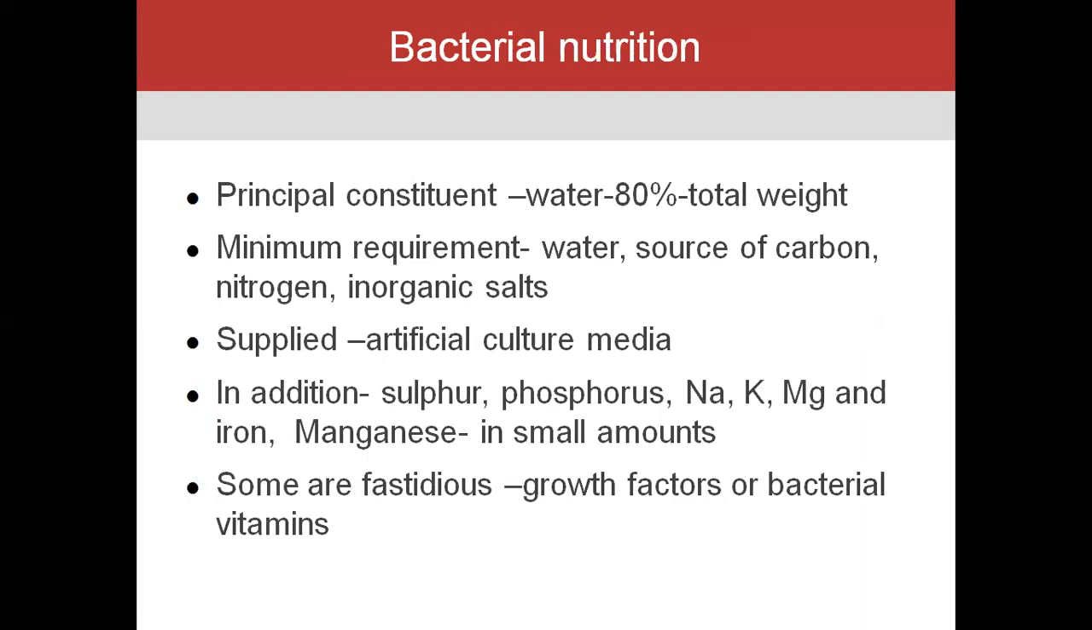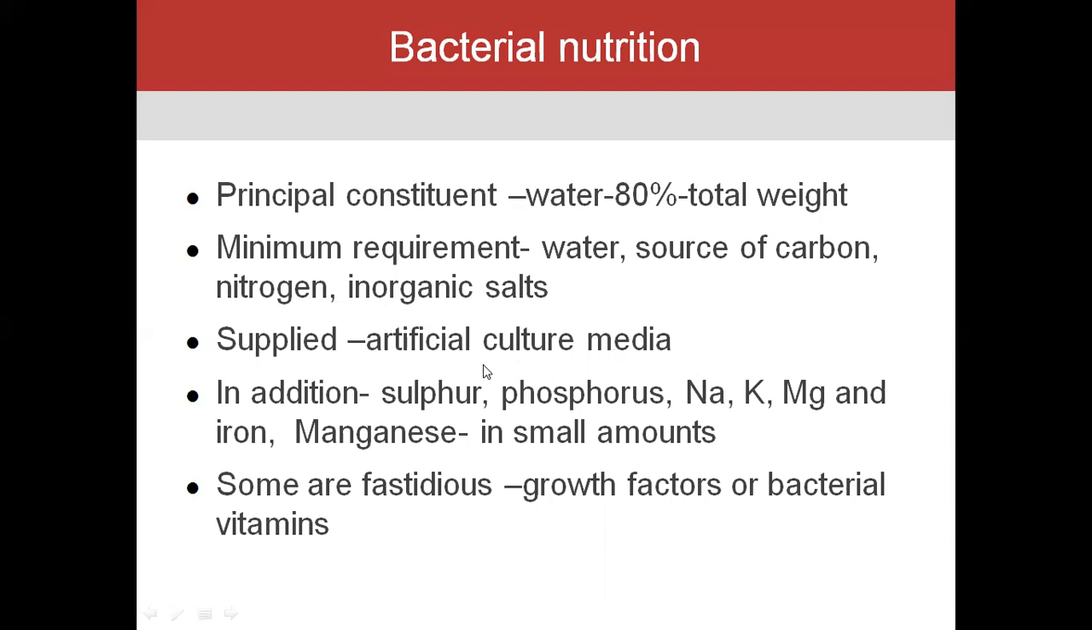Next, bacterial nutrition. The principal constituent of a bacterial cell is water. Almost 80% of the total weight of the bacteria is water. And as we discussed, what are the minimum nutritional requirements for the growth of bacteria? They are water, a source of carbon, nitrogen, and inorganic salts. All these are the minimum nutritional requirements, and they are supplied in the form of artificial culture media.